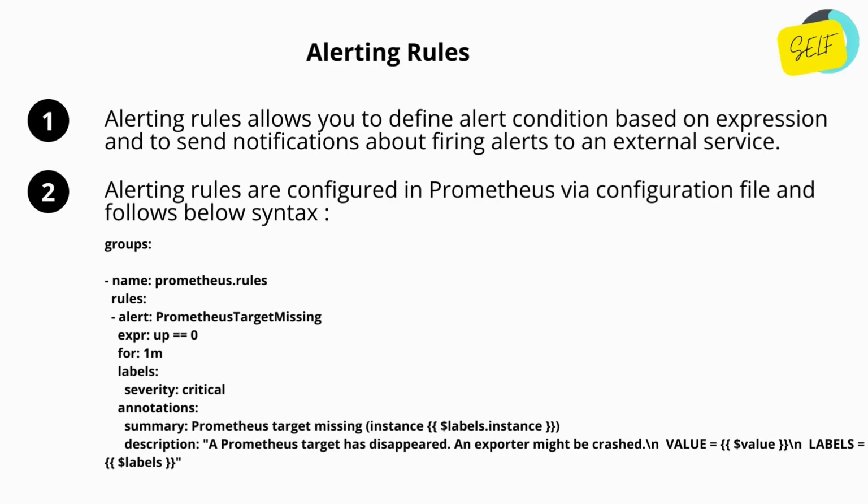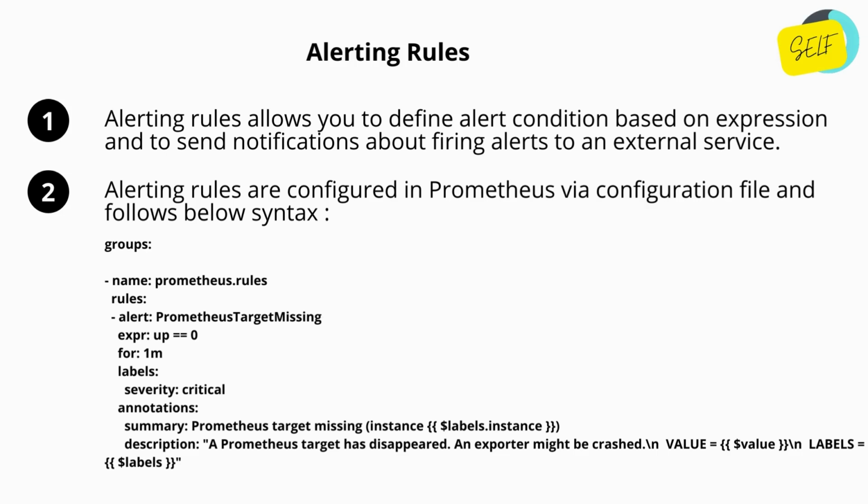The very first point is alerting rules allow you to define alert conditions based on an expression and to send notifications about firing alerts to an external service. Yes, that's true. Whenever you write an alerting rule, you specify a condition via an expression, where you say, if this particular metric is crossing this threshold, then your alert should get triggered. That's how you specify the condition, and once the condition matches, an alert notification gets triggered.